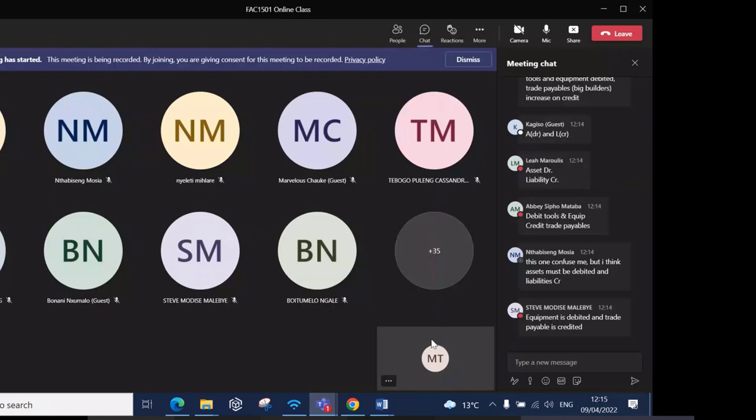This one confused me, but I think assets must be debited and liabilities credited. Yes, Ntabiseng. Whatever you debit or credit in the general ledger, you will do the same thing in the trial balance.